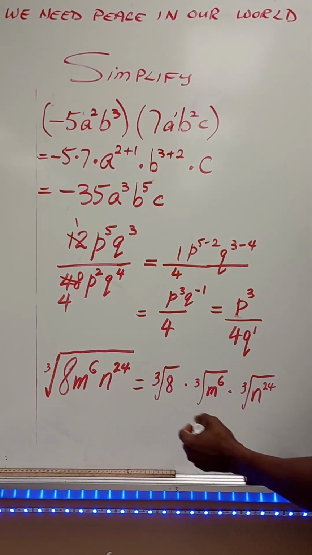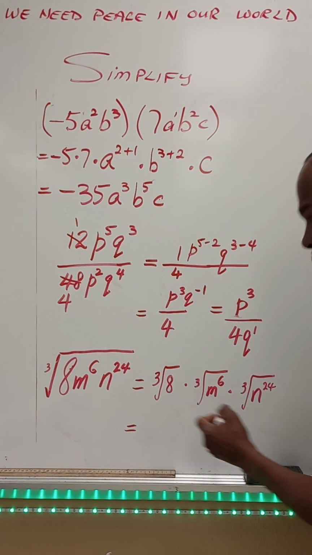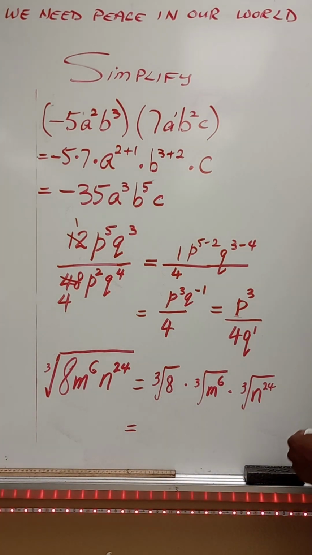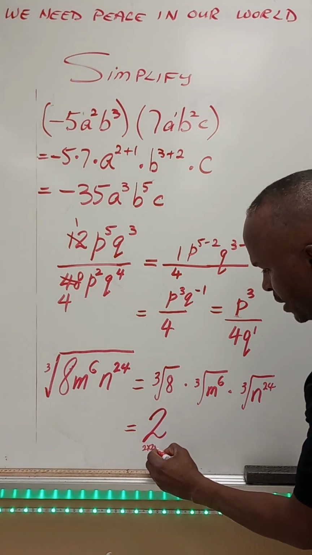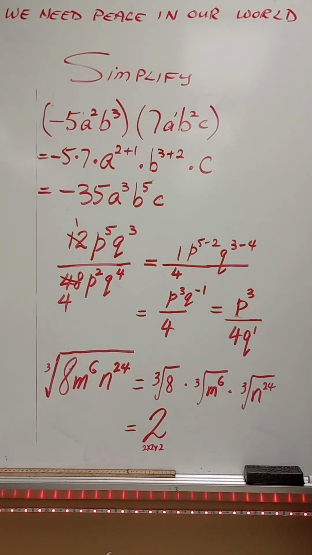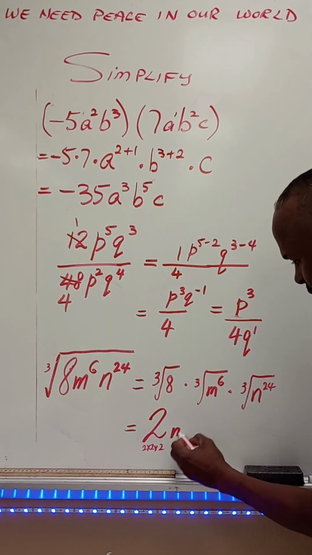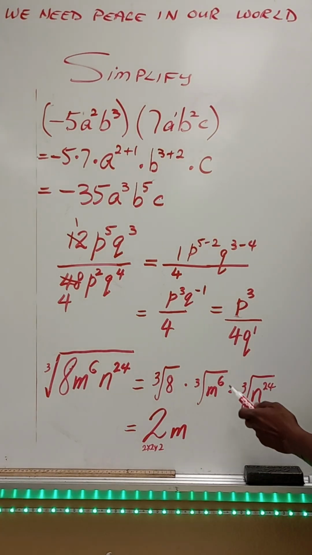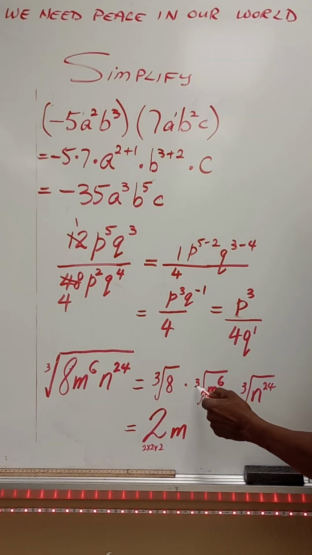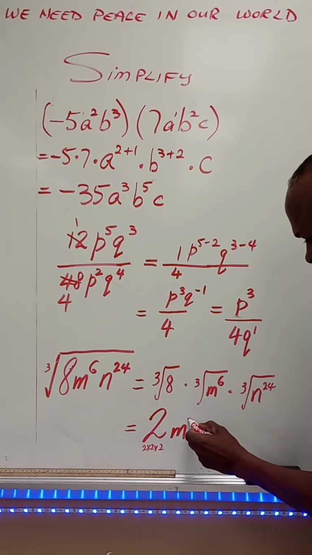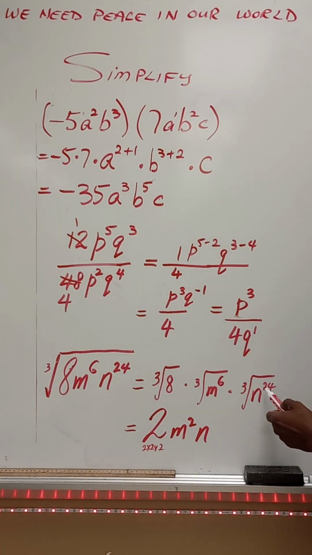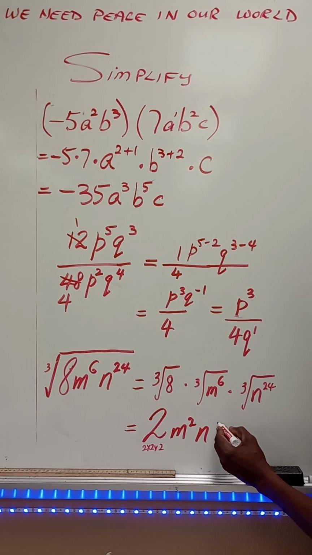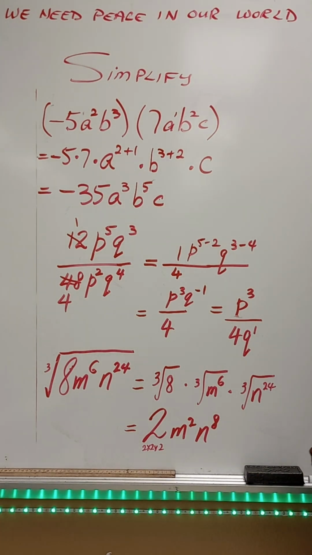From there now, we're going to have the third root of 8 is 2, because 2 times 2 times 2 gives you 8. Here we're going to have m, and please note what happens. The exponent is being divided by the index. So 6 divided by 3 is 2. And we're going to have the n now. We're going to do the same thing: 24 divided by 3 is 8. And this is how you simplify algebraic expressions of this sort.